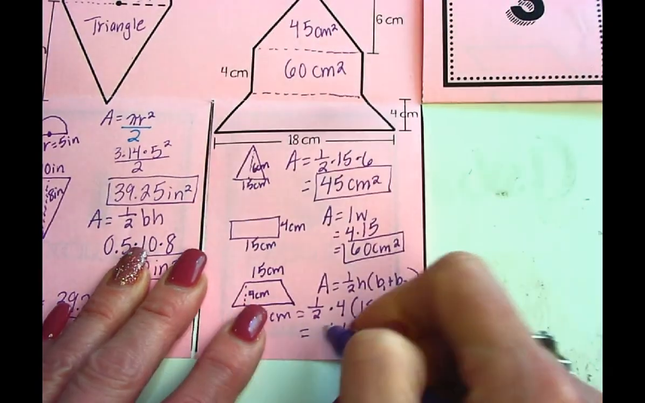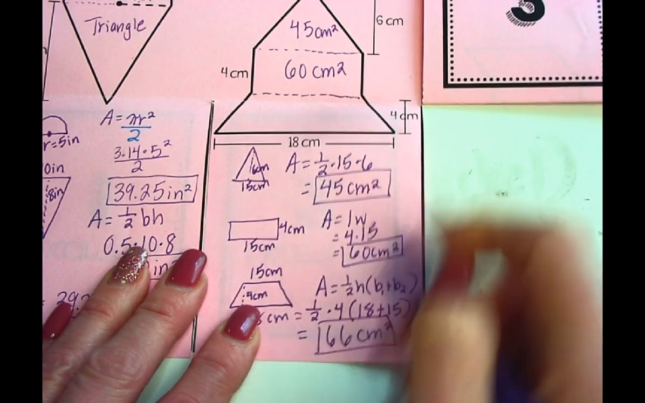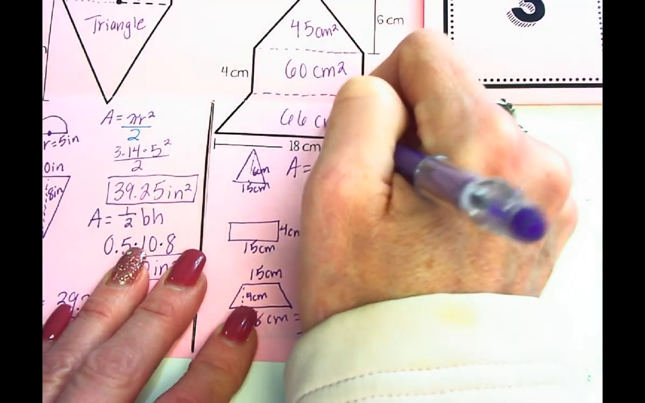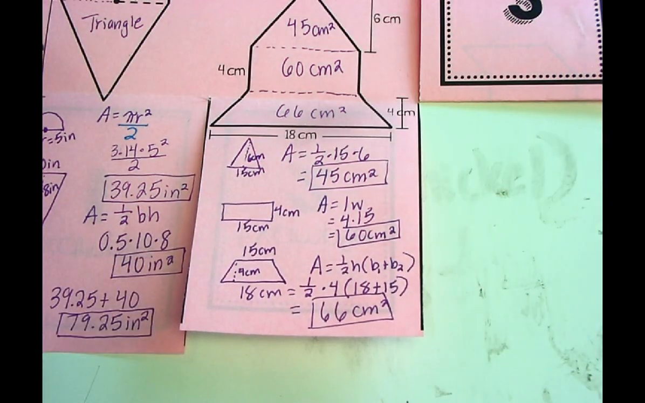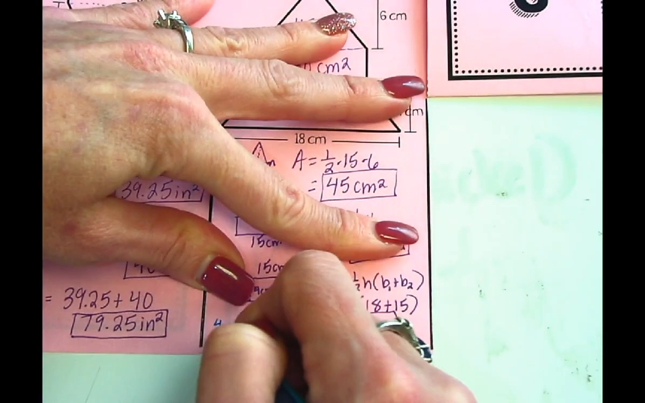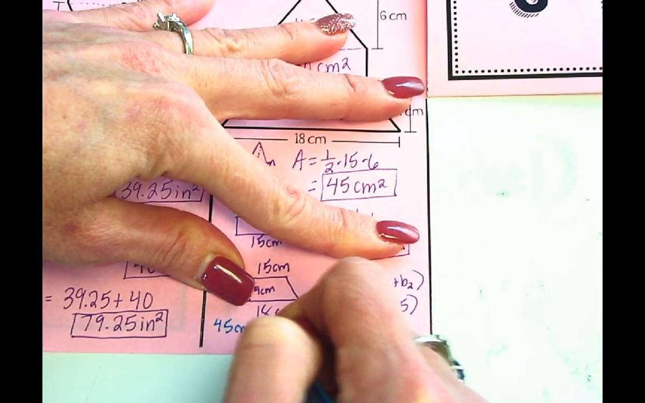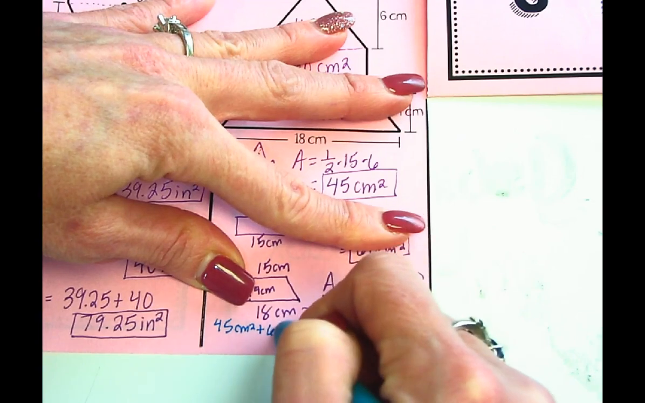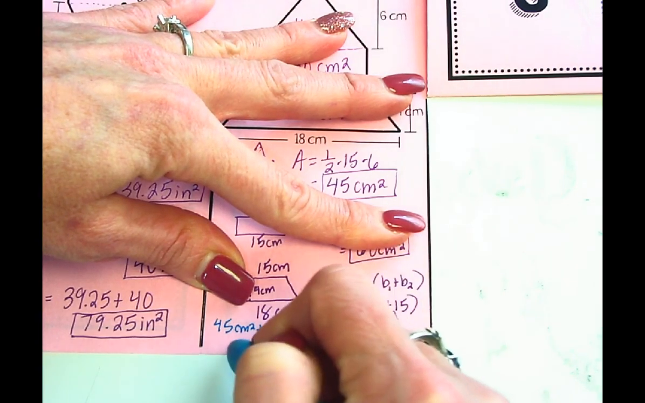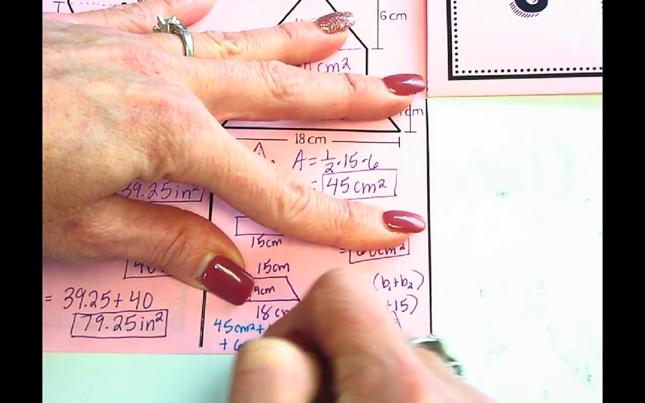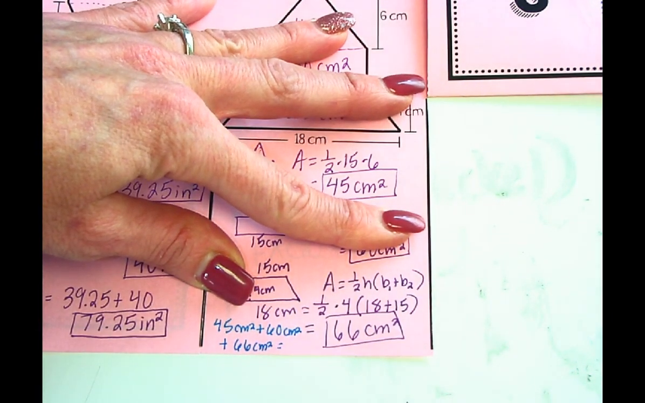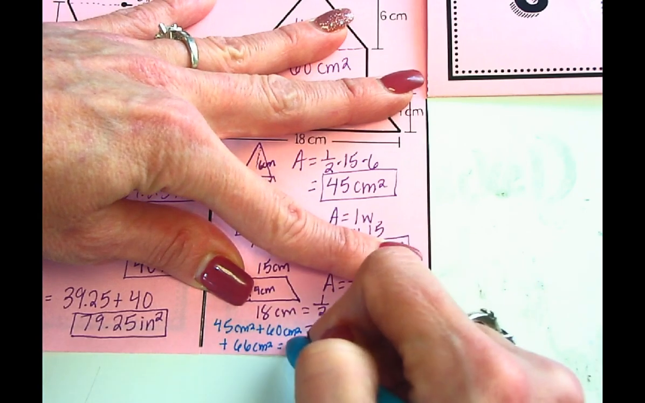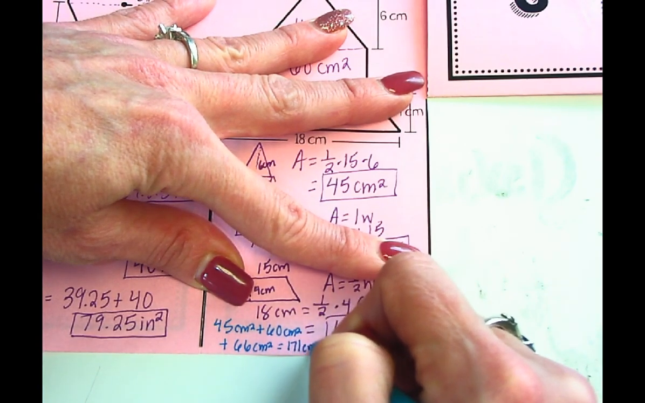And so, running out of room, but I'm going to maybe put it in over here. So how do I get my total? I add them. So I'm going to add 45 centimeters squared plus 60 centimeters squared plus 66 centimeters squared. And then my total is what? 171 centimeters squared.